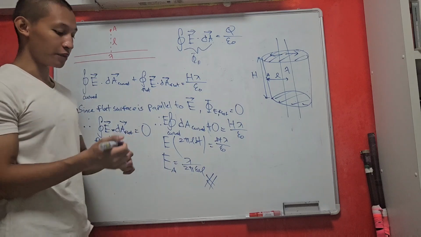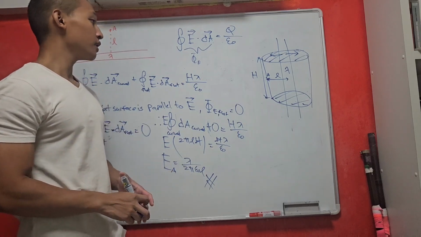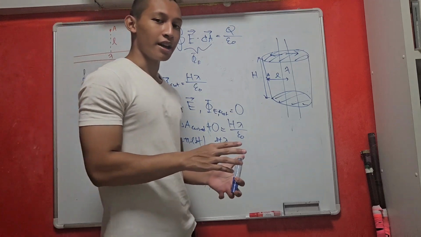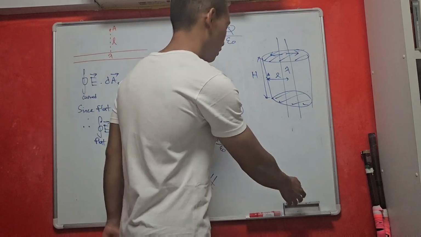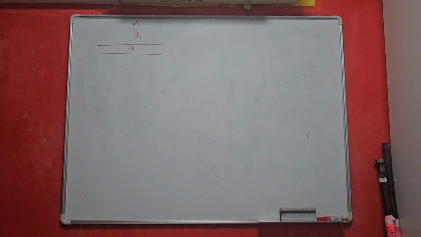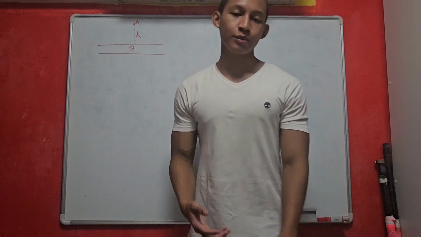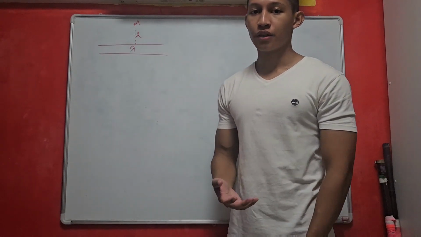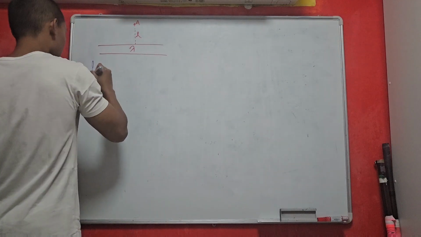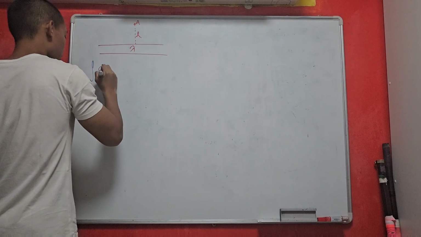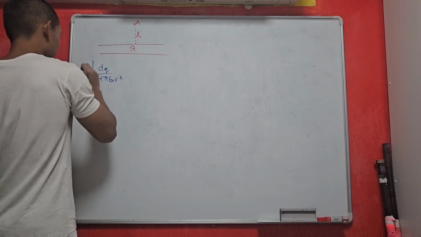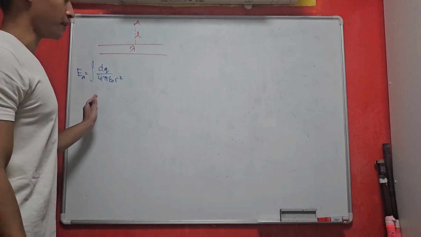Now this is the first method, which is actually quite easy because we are utilizing Gauss's law. But now we're going to take a look at how we're going to be using the brute force method, or the continuous charge distribution method. So now we'll be going through how to use the continuous distribution method by utilizing the integral of dq over 4 pi epsilon naught r squared. Okay, so we'll be using this method.